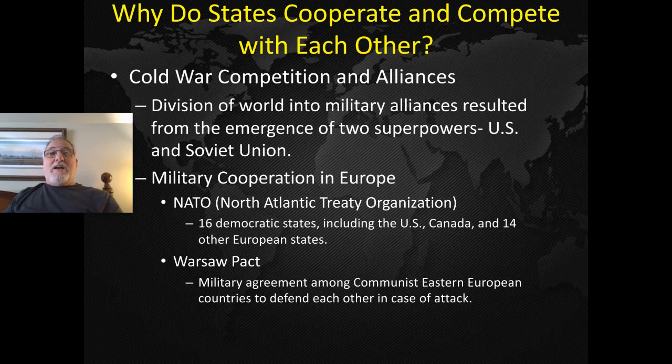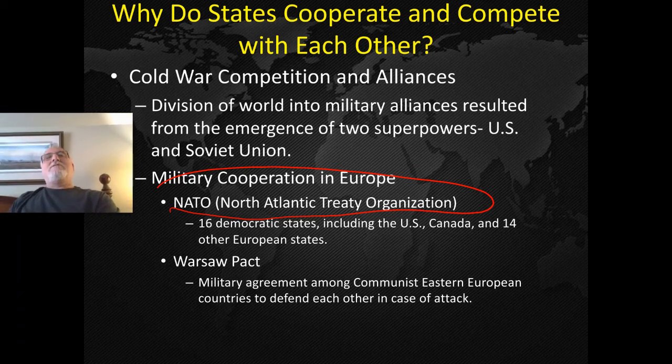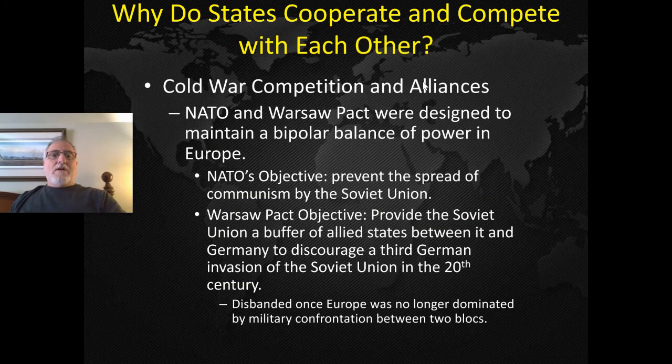So the Allies created NATO, the North Atlantic Treaty Organization, 16 democratic states, including the United States, Canada, and 14 other European ones. The Soviet Union created the Warsaw Pact, and it was the Soviet Union and all its satellite countries that it acquired after World War II, most of Eastern Europe. And they served as a way to keep the other side in check. The Warsaw Pact no longer exists. NATO still does, although the current administration would like to defund it.